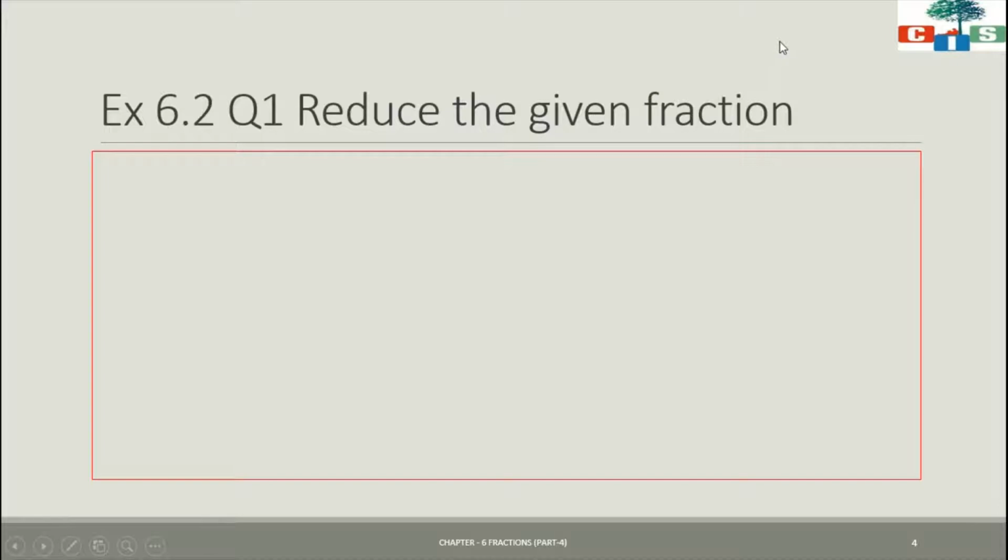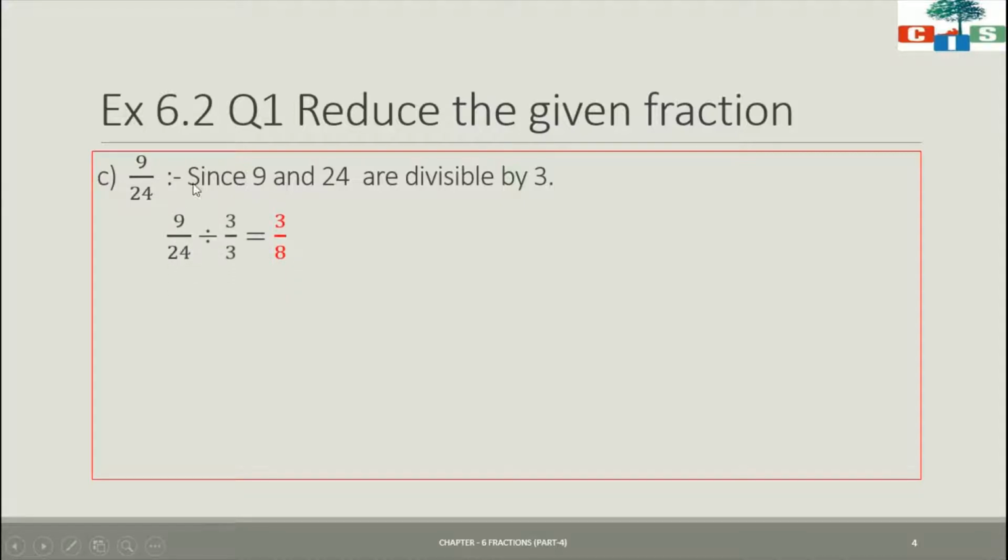Now we will see one more sum of question number 1, that is sum number C. The fraction we have is 9 upon 24. Now scholars, we know that in the table of 3 we can find both these numbers, 9 and 24. It means we can easily divide this fraction, 9 upon 24, by 3. So we will divide by 3. When 9 is divided by 3, we'll get quotient 3. When we divide 24 by 3, we'll get quotient 8.